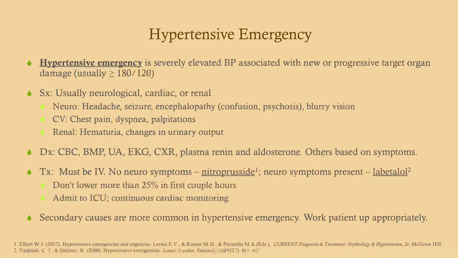The treatment here is IV. So if there are no neurologic symptoms, you can go with nitroprusside. If there are neurologic symptoms present, you should probably go with labetalol. However, there are conflicting recommendations here. Do not lower the patient's blood pressure by more than 25% in the first couple hours. Be very, very, very judicious about this. We want to lower the blood pressure, but not too fast. And then on CCS, these patients will be disposed to the ICU with continuous cardiac monitoring. Secondary causes are more common in hypertensive emergencies. So think of things like pheochromocytoma. Work these patients up appropriately.